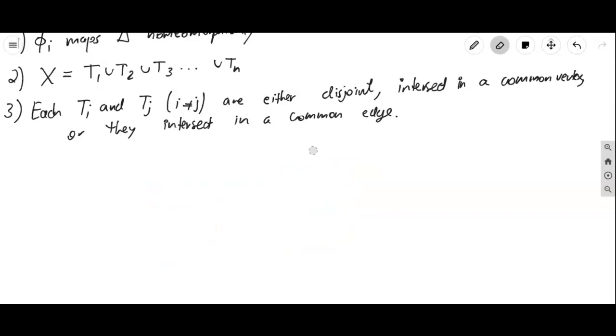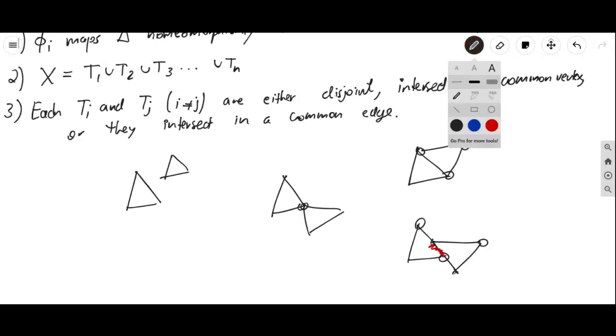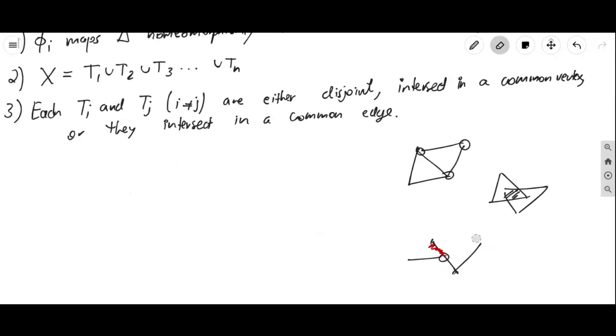To draw some more pictures, to keep them a little bit simpler, you can have this situation, that's okay. You can have this situation, you see they intersect at a vertex. You can also have this situation where they line up in a nice way. This would be fine. Whereas you want to avoid something like this, because they intersect, but that's not an edge. That's a piece of an edge. Or you want to avoid something like this, that's also no good. You want them to fit together in a nice way.